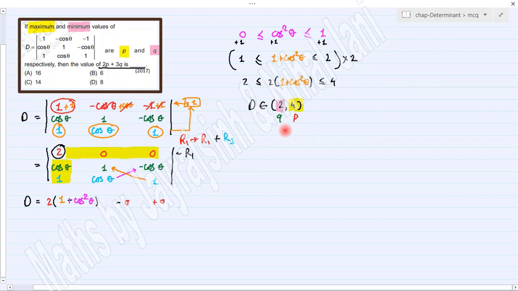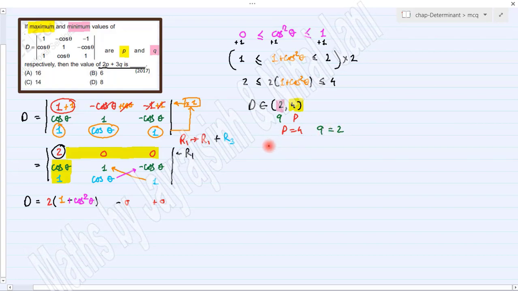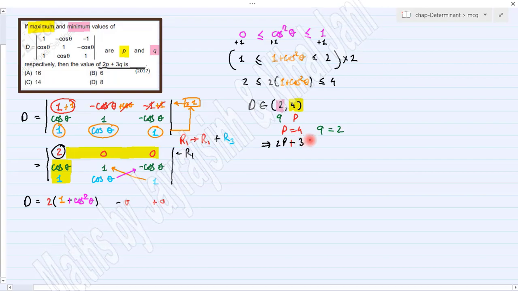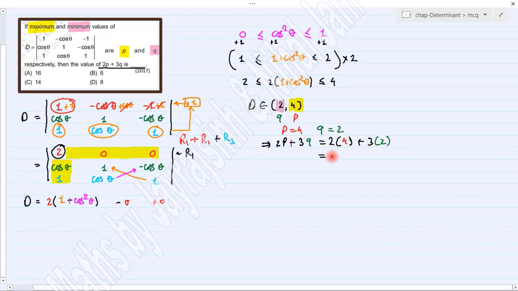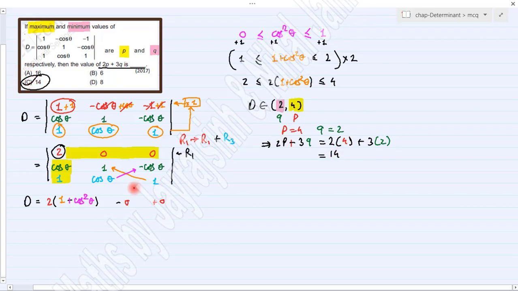So your P will be 4 and Q will be 2. So we are ready to find 2P plus 3Q. Substitute the values, you will get 2 times 4 and 3 times 2, or we can say 14, which is given in option C. Ta-da!